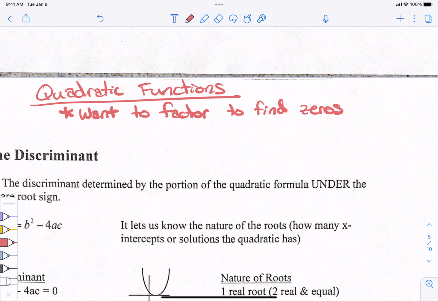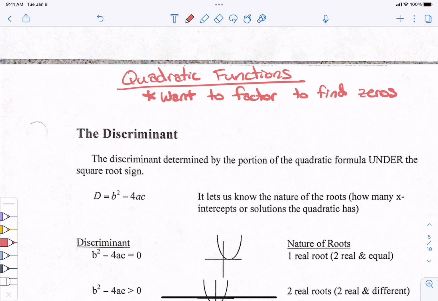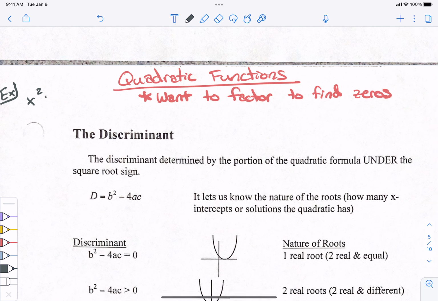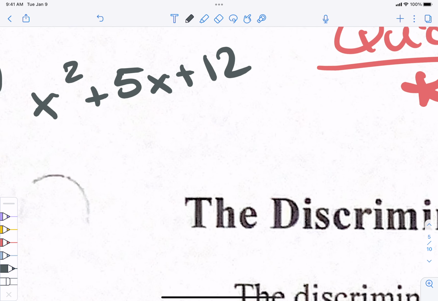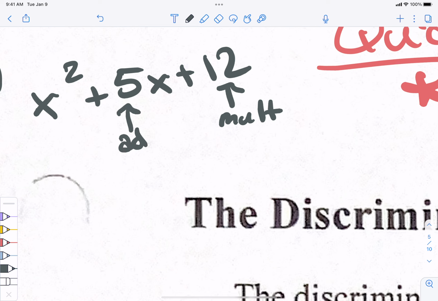We want to factor because even though sometimes it's unpleasant, it's easier than doing the quadratic formula. But every once in a while you will encounter examples that look like this: x squared plus, let's say, 5x plus 12. That looks like a simple trinomial, and we're multiplying to get 12, but when I add them, give me 5. Multiples of 12 would be 1 and 12, or 2 and 6, or 3 and 4. Which combination will give me 5 when I add them? None of them.